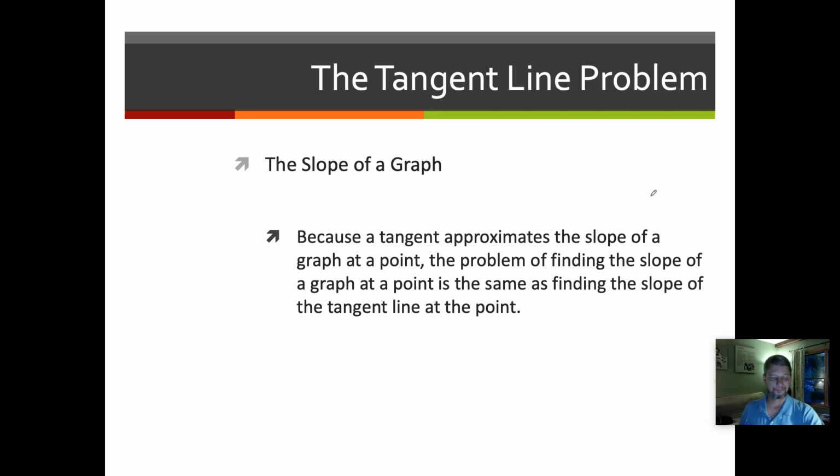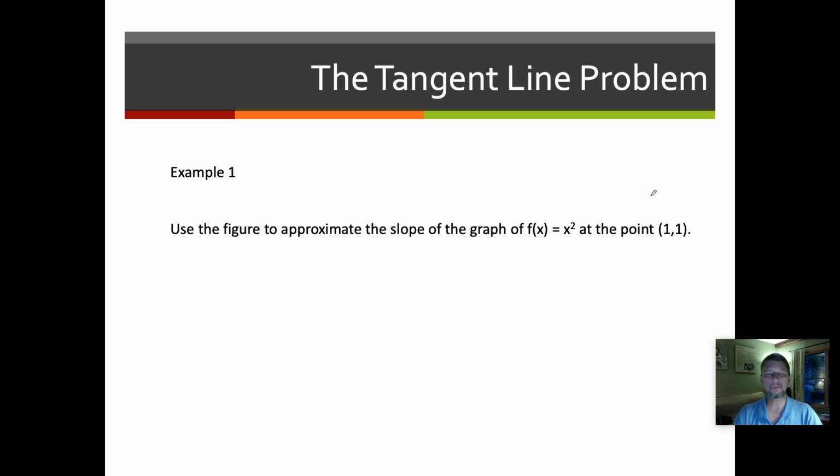Okay, so let's start with a couple of examples, and hopefully this will begin to make a little bit more sense as we go through. Example number 1 says: use the figure, and I'll pop the figure up in the next slide, so just give me a second here. Use the figure to approximate the slope of the graph of f of x equals x squared at the point 1, 1. All right, so let's think about this.